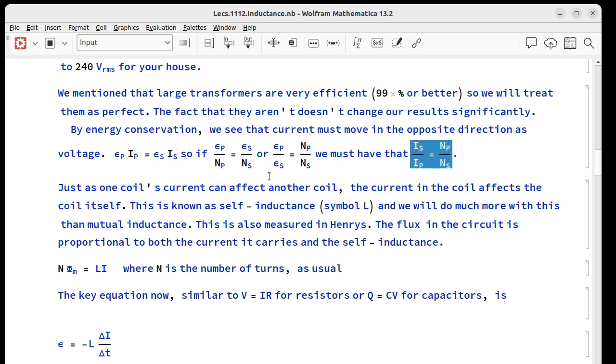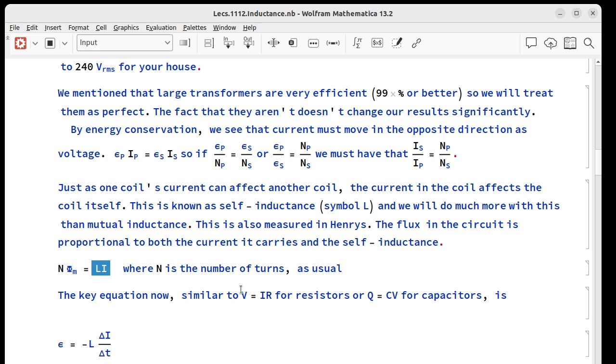Now, just like the current in one coil can affect the current in another coil, the current in a coil affects the coil itself. This is called self-inductance, so we use capital L for that. And we're going to use this a lot more than mutual inductance in this course. We still measure it in henries, and in this case, the flux in the circuit is proportional to the current it carries and the self-inductance. So if we have many turns of wire making up this inductor, this is the flux through them, that product is equal to the inductance times the current.